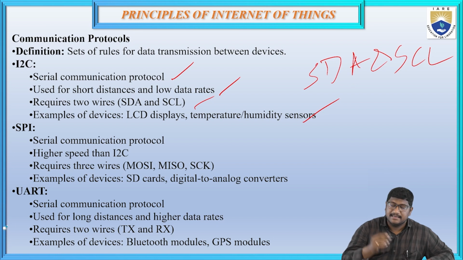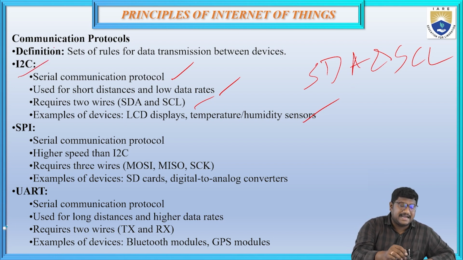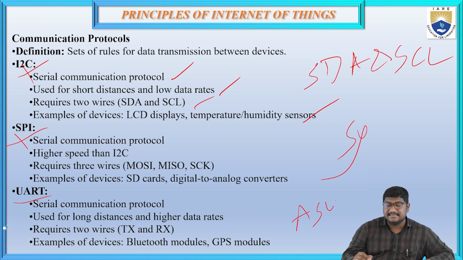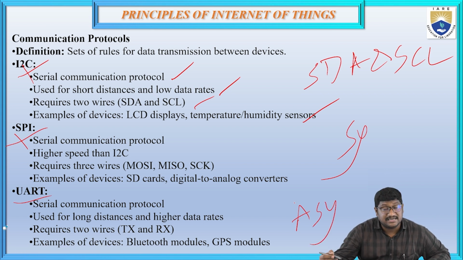And coming to SPI, it is also a serial communication protocol. Whatever the things, I2C, SPI, UART, all these are serial communications. But only I2C and SPI are synchronous. And coming to UART, it is asynchronous, guys. This is the difference in the transmission protocols.